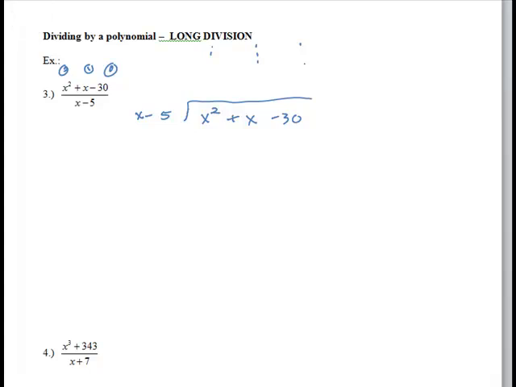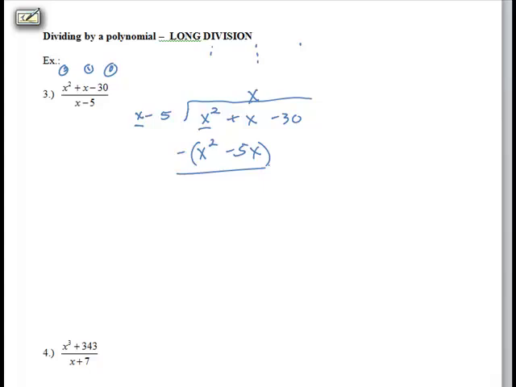So in order to begin dividing, focus on the first term in the divisor, the x out in front, and ask yourself, what do you have to multiply x by in order to get x squared, the first term in the numerator? Well, of course, x times x gives us x squared, so we're going to write that x above the x column of degree 1. And then multiply by everything out in front. x times the x minus 5 gives us x squared minus 5x.